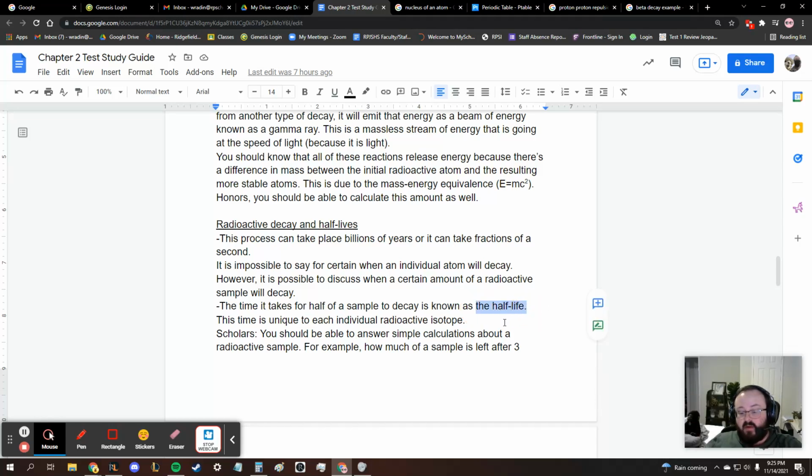So, if you have a radioactive isotope, say 10 grams of carbon-14, after its half-life, which is 5,730 years, you will have half the amount, or 5 grams left. You don't know which specific atoms will decay, but you know overall how much you will have. And this time is unique. This half-life is unique to each individual radioactive isotope. Basically, the more stable it is overall, the longer the half-life is going to be.